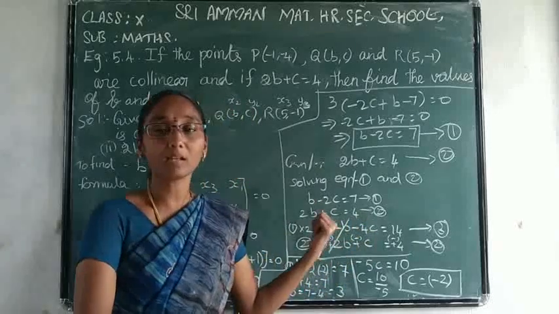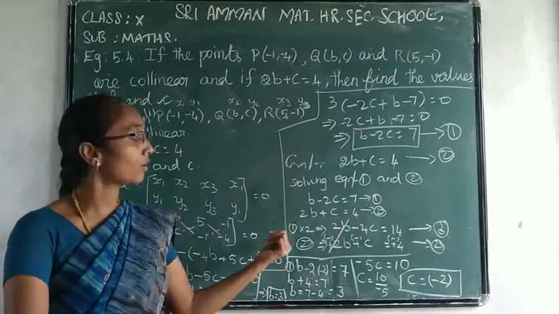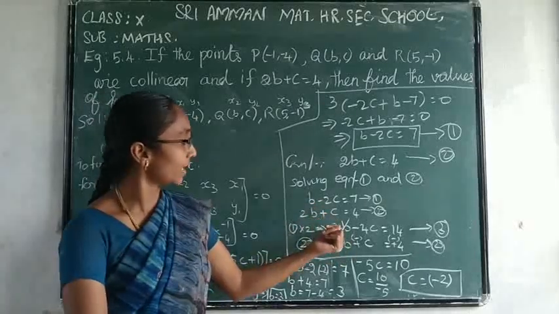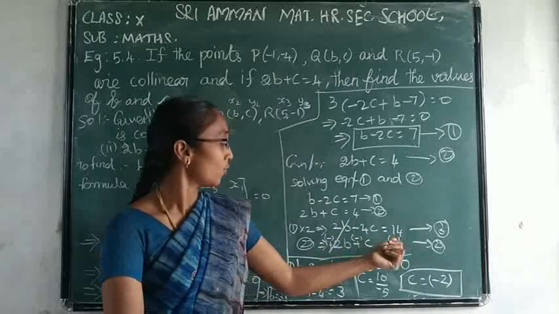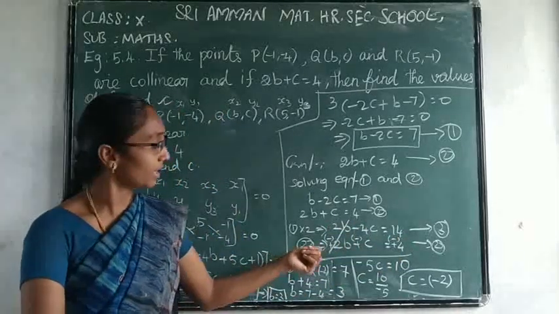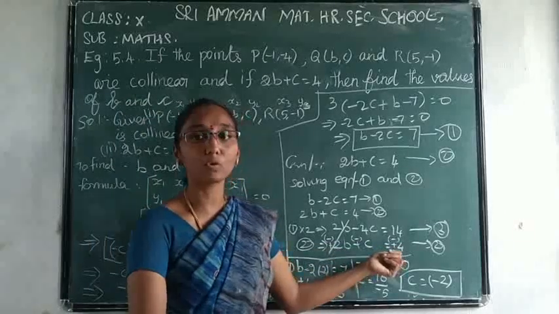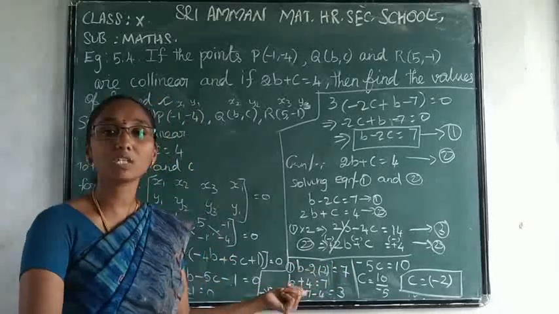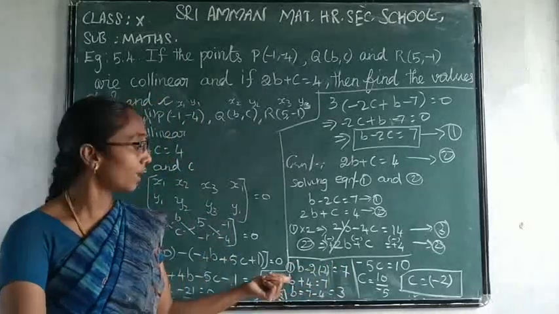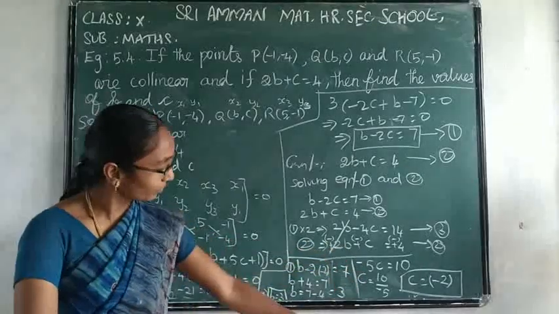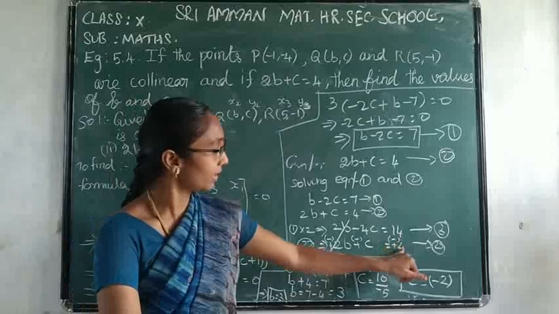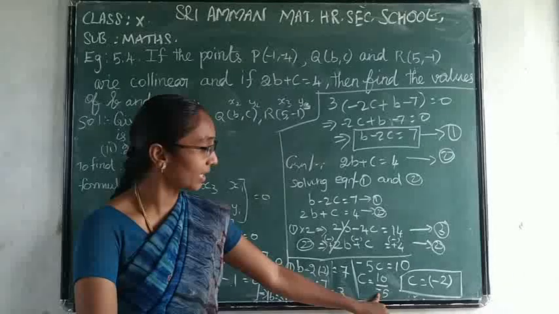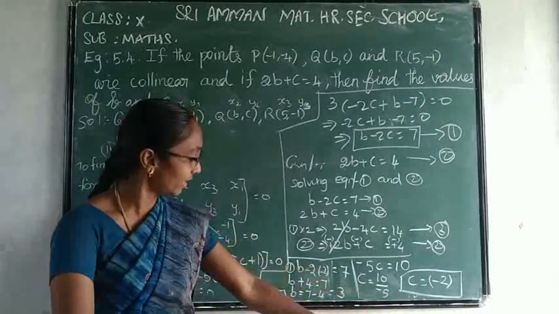So the first equation I multiply by 2. After multiplication we get 2b minus 4c equal to 14, and the second equation is 2b plus c equal to 4. Now I solve these two equations by subtraction. So 2b minus 2b, minus 4c minus c, and 14 minus 4. We get minus 5c equal to 10, c equal to minus 10 by minus 5. Thus the value of c equal to minus 2.